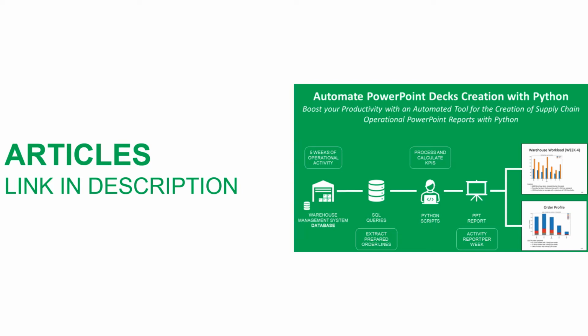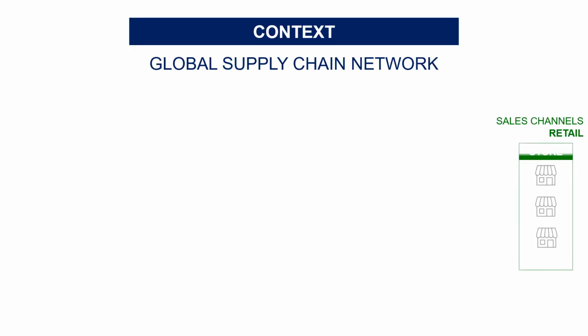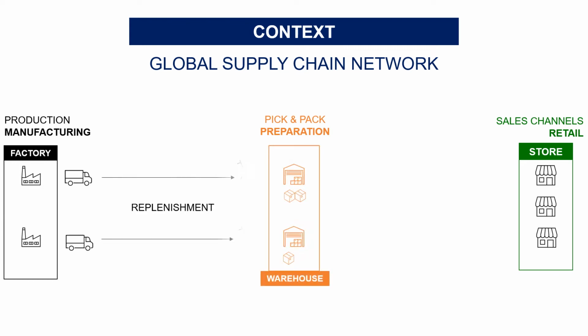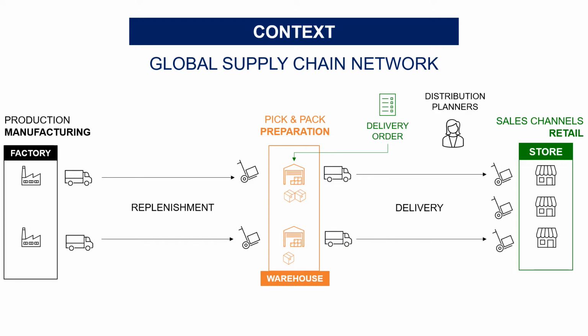In the context of performance management for a global distribution network, we will see how you can automatically create PowerPoints showing visuals and comments after processing data extracted from logistic management systems. For our scenario, we are going to take an example of the global supply chain network of a retailer. You have stores all around the world that are replenished by regional and global warehouses, storing goods produced in factories. Planners send replenishment orders and delivery orders to replenish the warehouses and the stores. We will focus here on the store delivery.